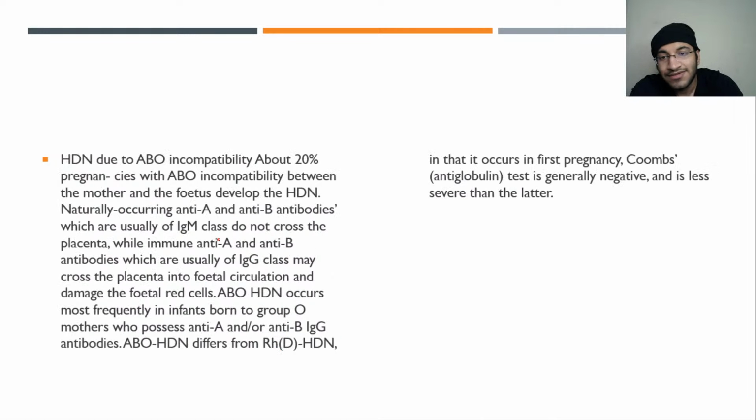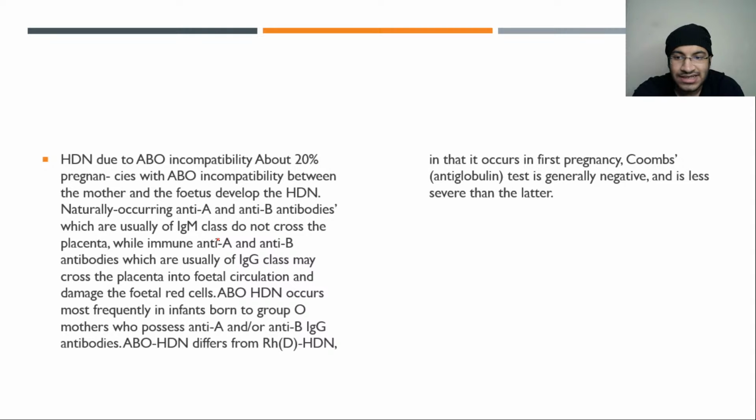And HDN due to ABO incompatibility occurs in only about 20% of pregnancies, and naturally occurring anti-A and anti-B antibodies are usually IgM, so they do not cross the placenta, and thus it is a very rare chance that ABO incompatibility causes hemolytic disease of newborn. Right, so IgG is the antibody that can easily cross the placenta.